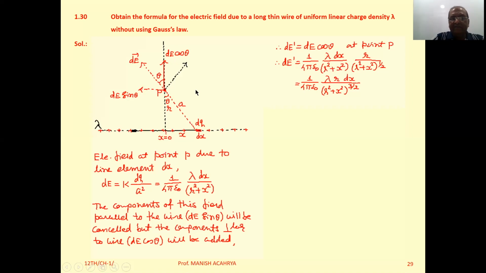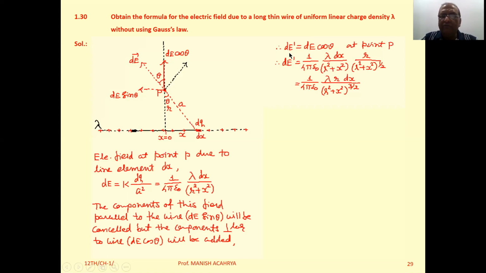It implies that the dE sin theta components will be cancelled. The dE cos theta components, perpendicular to the wire in the y direction, will sustain. But the components which are parallel to the wire, dE sin theta, will be cancelled. It implies that now we can say the contribution to the electric field from this particular element will be only dE cos theta, because dE sin theta will be cancelled by a similar other element.